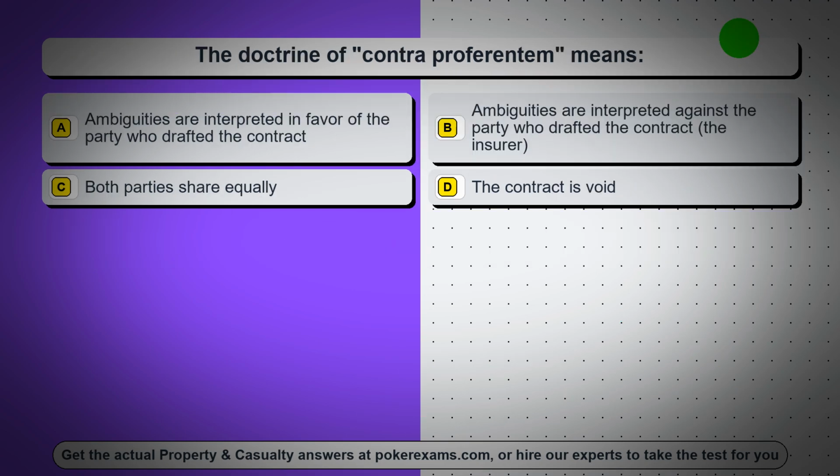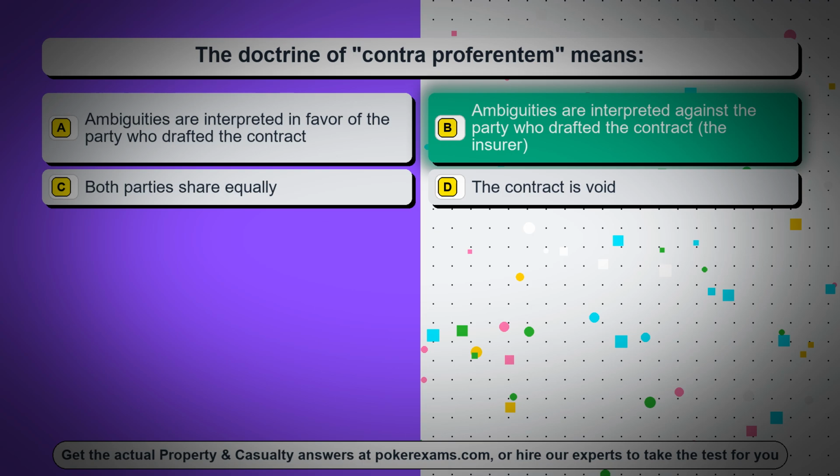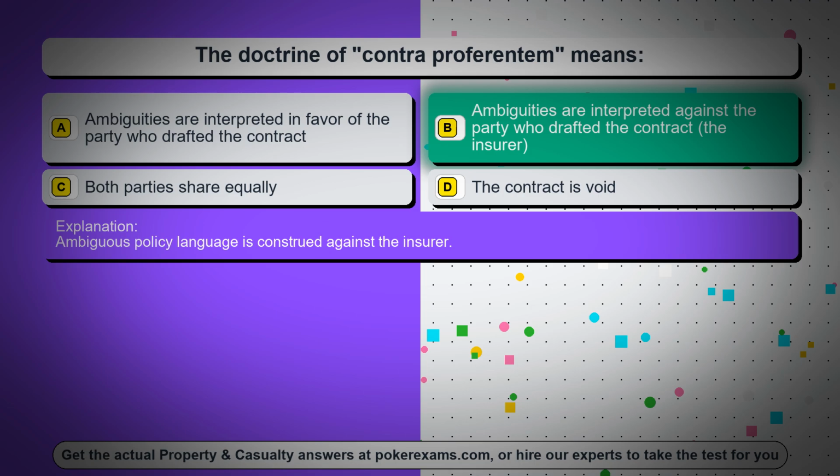Question 9. The doctrine of contra proferentem means: Option A, ambiguities are interpreted in favor of the party who drafted the contract. Option B, ambiguities are interpreted against the party who drafted the contract, the insurer. Option C, both parties share equally. Option D, the contract is void. The correct answer is option B, ambiguities are interpreted against the party who drafted the contract, the insurer. Ambiguous policy language is construed against the insurer.